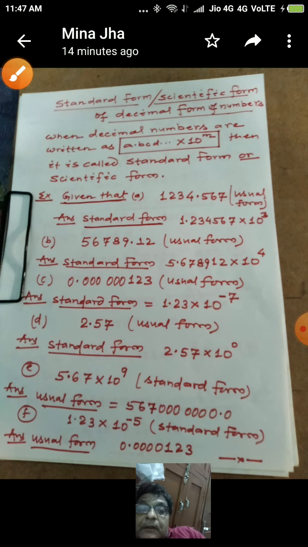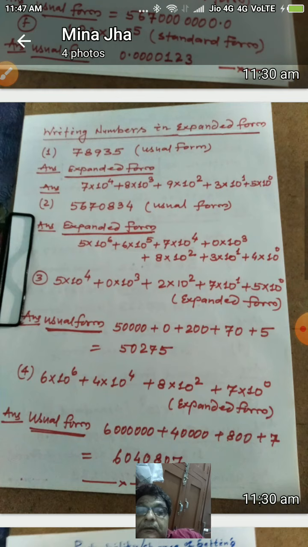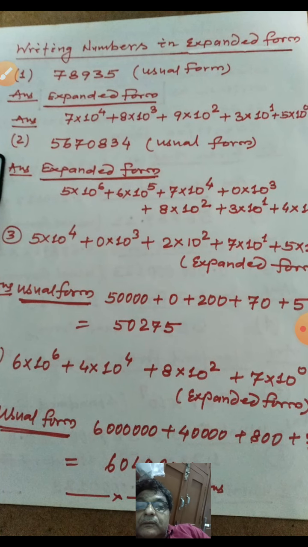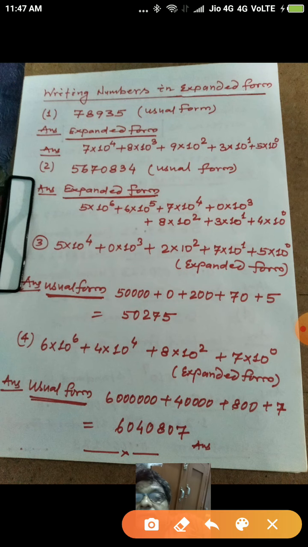So I hope you are now able to convert these two forms into each other. Now we will see a little more about writing the given usual form number in expanded form, in an exponential way. The first number is 78935.